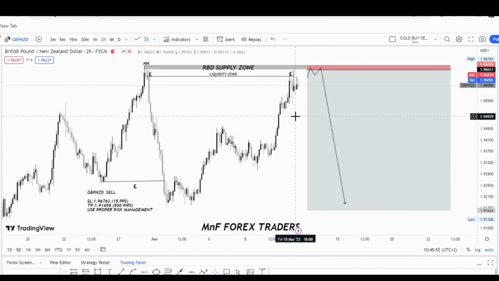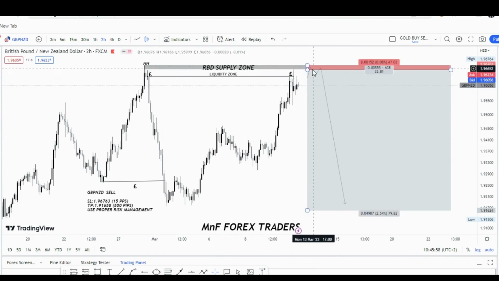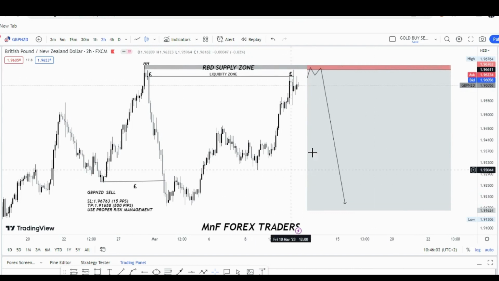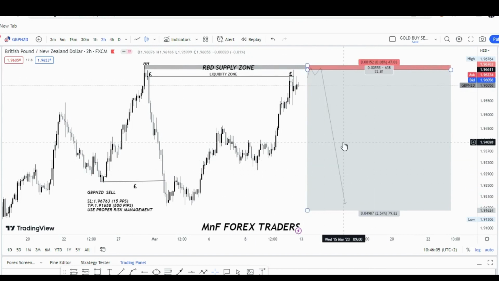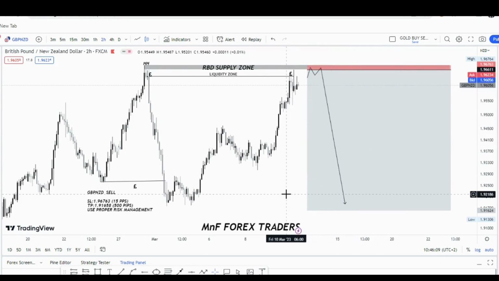That's the only time I'm going to get involved. If the market continues to drop, I will not get involved. I'll wait for price to push back to this level right here. If it does, then I'll potentially take this trade. So this trade is a 32 risk reward ratio trade. It's a 15 pip stop loss and a 500 pip target. That's a massive risk reward ratio.